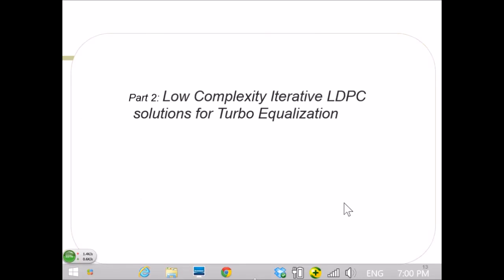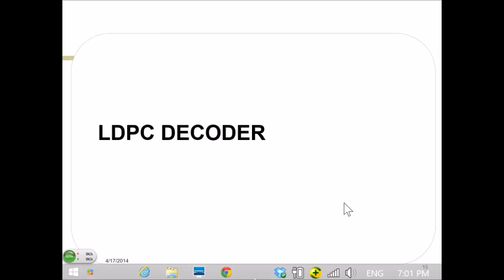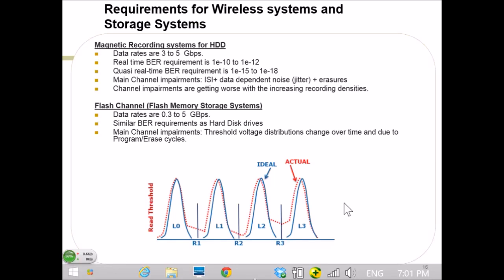Okay. So in part 2, I talk about the LDPC and turbo equalization. This one I would probably go a little bit slow on the concepts for the LDPC. What does LDPC stand for? Yeah, before going there, LDPC is a low density parity check.